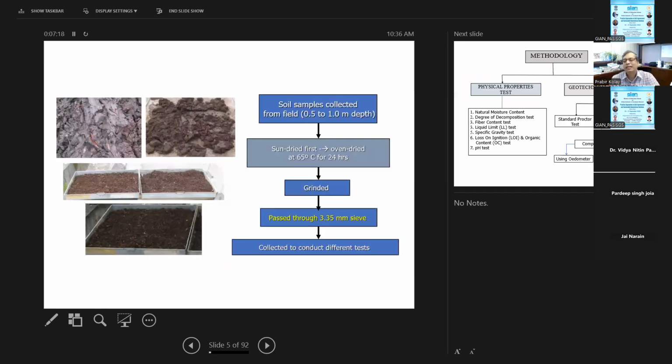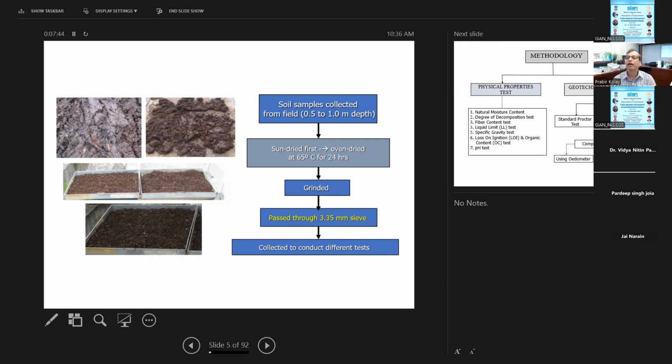This is how the sample looks. When you collect the soil sample, it's very soft and the water content is very high, okay? And the soil has a lot of fibers, so it is mostly decomposed organic matter. If you want to do an experiment on that type of soil, you cannot just keep it in the oven. First, you have to put it in a tray for sun drying and then keep it in the oven.